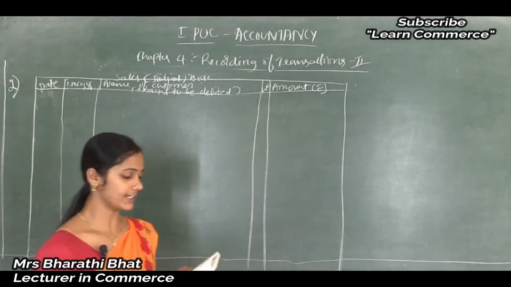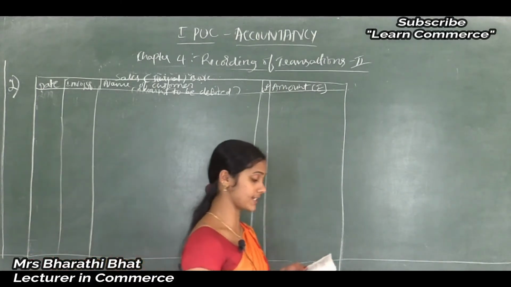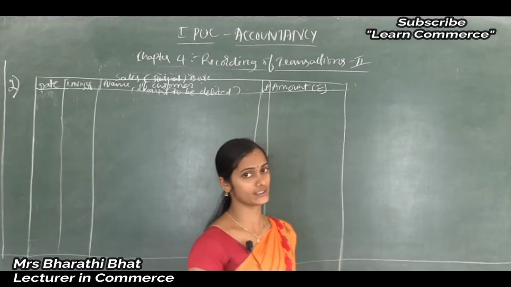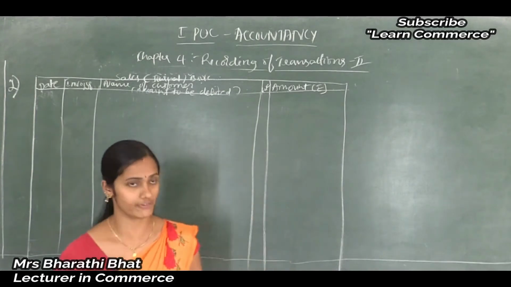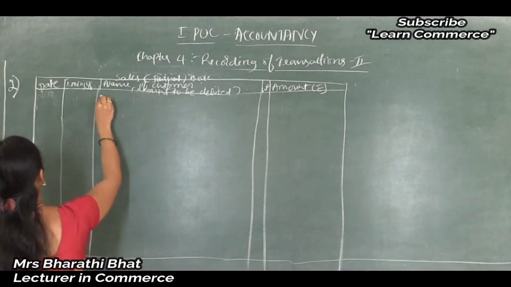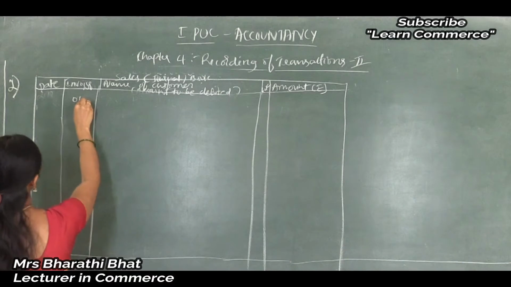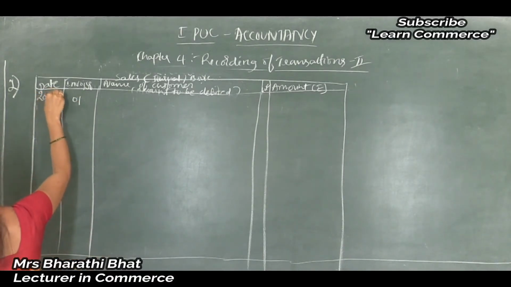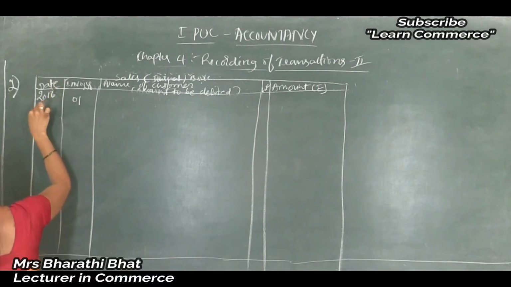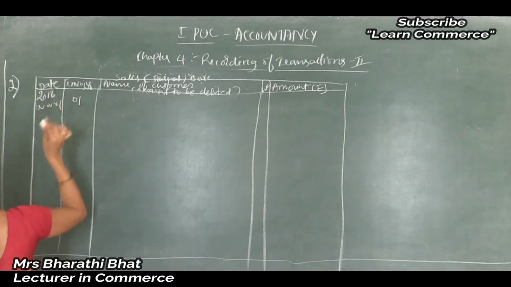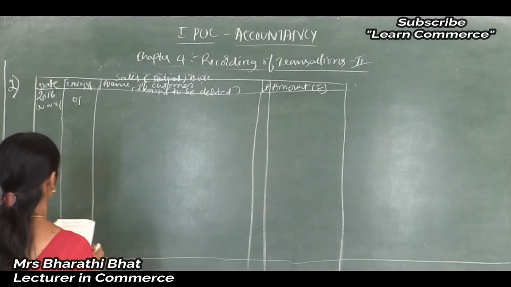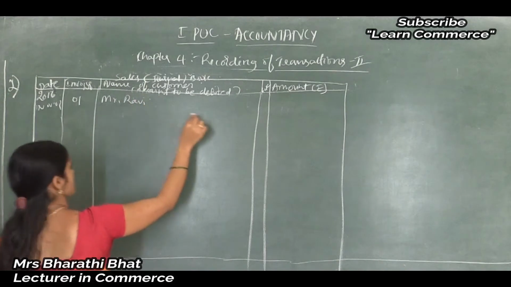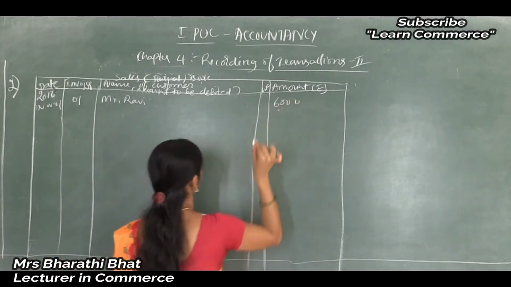Enter the following in the day book, sales book 2016. Number 1, sold to Mr. Ravi for rupees 6,000 on credit. To Mr. Ravi, so just write the customer name here. First one, here also invoice number is not given. Just 2016, November 1, sold to Mr. Ravi. So Mr. Ravi, 6,000, direct amount is given.